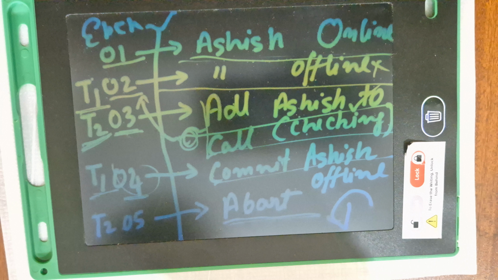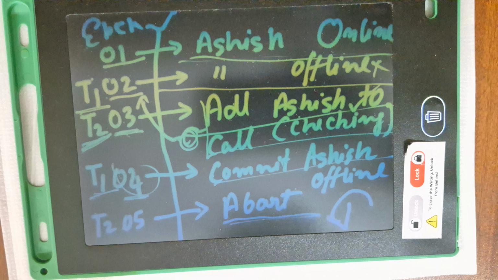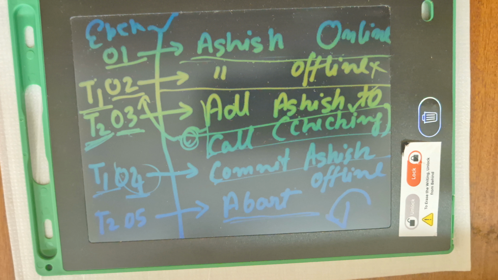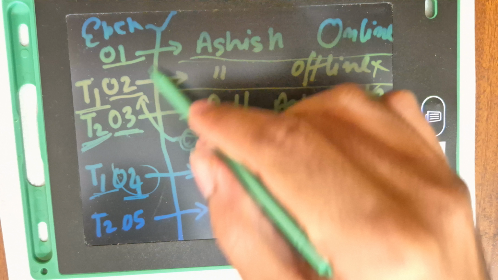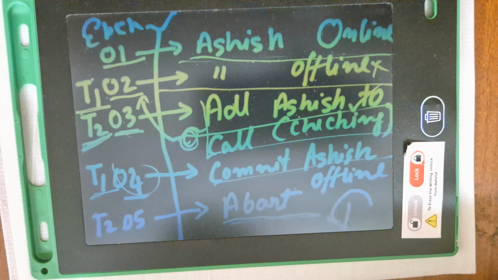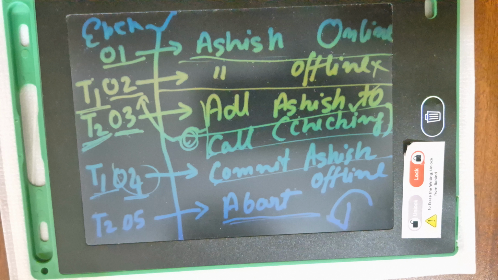At epoch 03, we are checking whether we can add Ashish to a call, but we see that there is already a transaction, 02, which is running and has not yet committed. So we put a tripwire with respect to epoch 02. At epoch 04, Ashish commits the changes and becomes offline. Now, as we know, at epoch 03 we were tracking transaction T2, and that's why we aborted it.